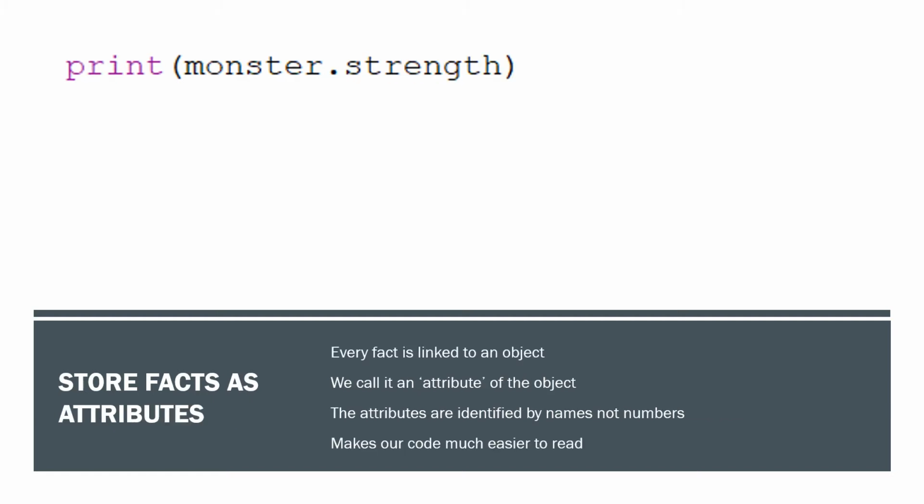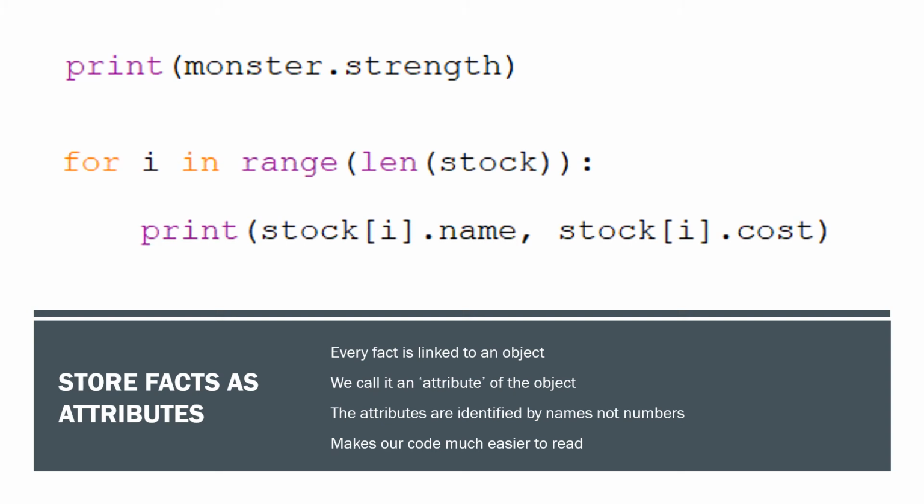But in object-oriented programming, our facts are given names and they are linked to other variables as attributes of those objects. So here I'm clearly printing out the strength value of the object monster. Or here I'm going through the entire stock list and I'm printing out the name and cost of each item of stock. So this makes our code easier to read and easier to write.